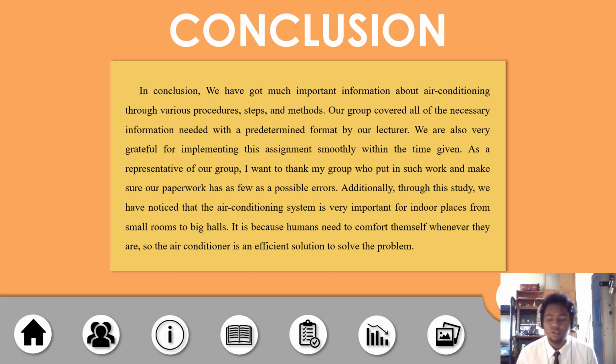And through this study, we have noticed that the air conditioning system is very important for indoor places, from small rooms to a big hall. It is because humans need to comfort themselves wherever they are. So, the air conditioner is an efficient solution to solve the problem.